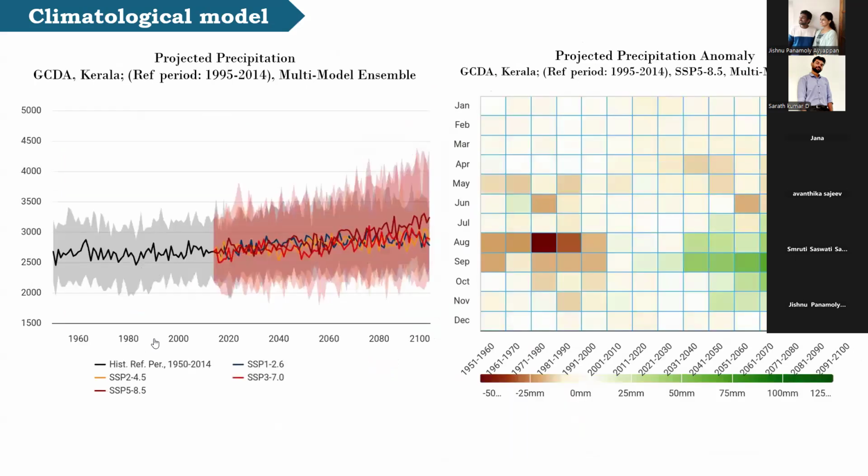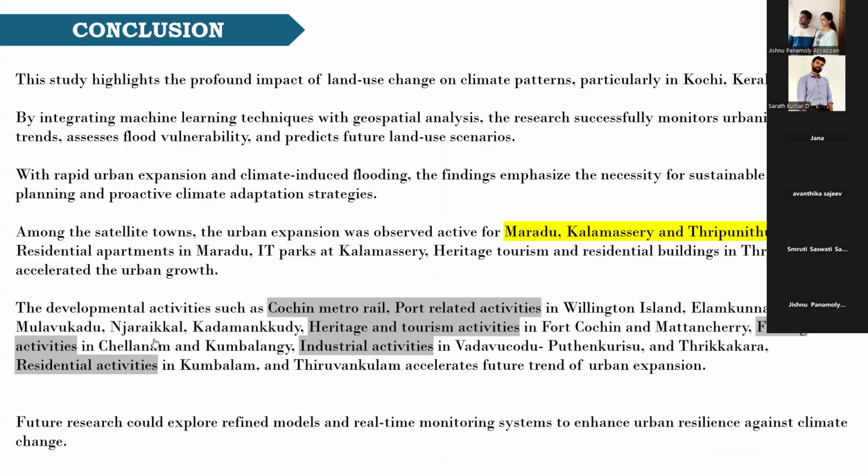So on the whole, the study has found that the regions of Maradu, Kalamassery, and Tripunithura are highly affected. The residential part in Maradu, IT parks in Kalamassery, and heritage tourism and residential buildings in Tripunithura are accelerating the urban growth. So all these are influencing the flooding event annually in the Kochi region.